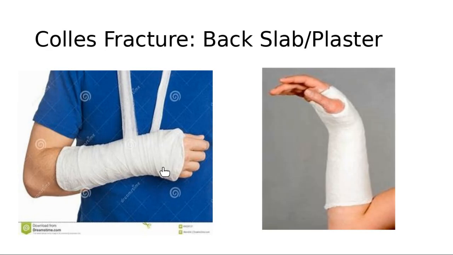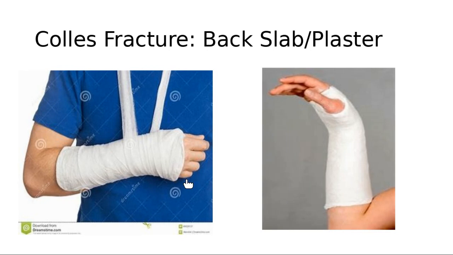So you put them in a back slab along with a sling which goes around the neck so as to keep the arm and hand elevated so as to decrease the swelling of the hand. Notice that your metacarpophalangeal joints are left exposed so that you can actually bend your fingers and help to decrease the swelling of the forearm.